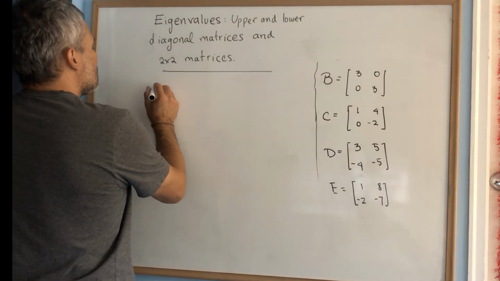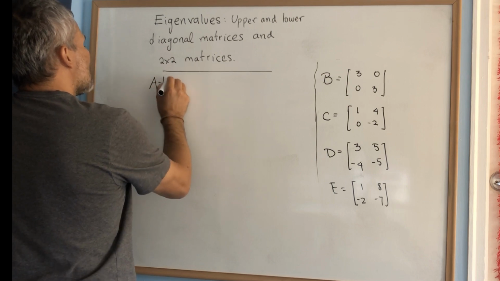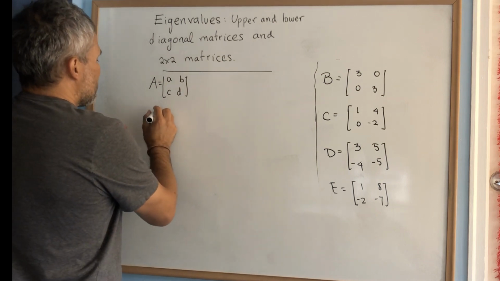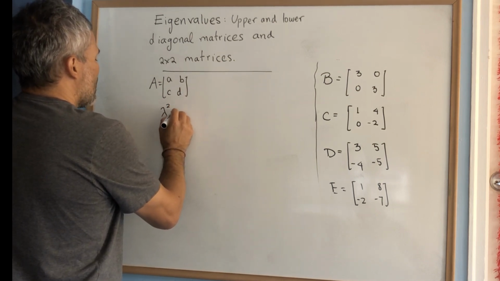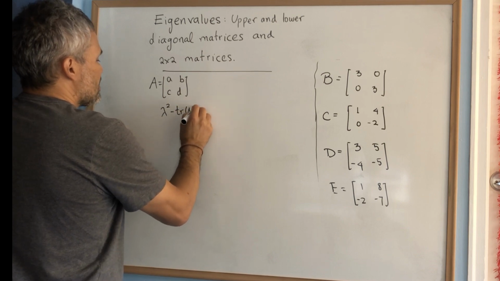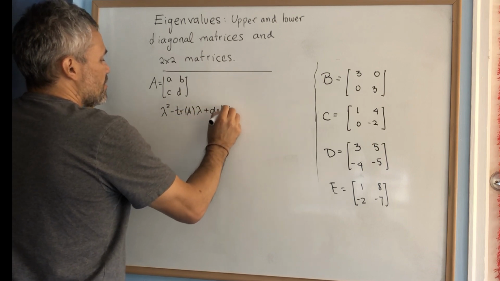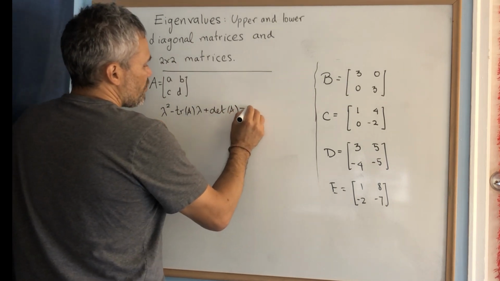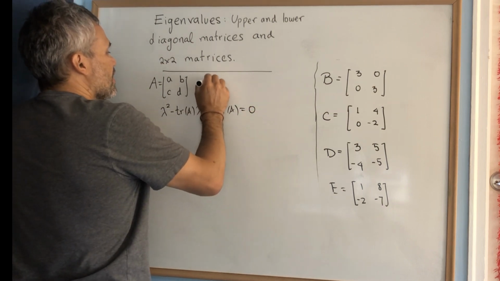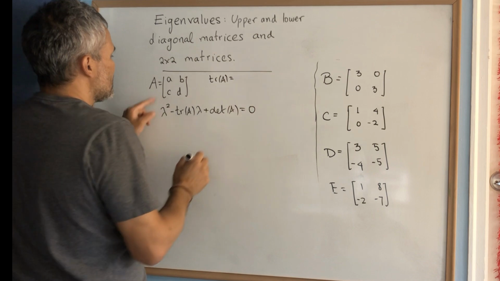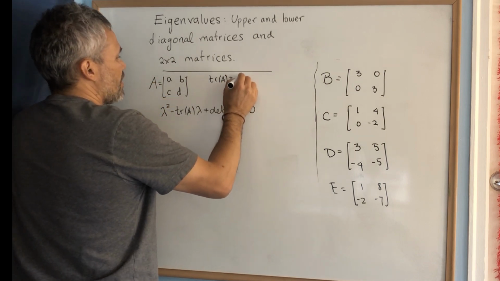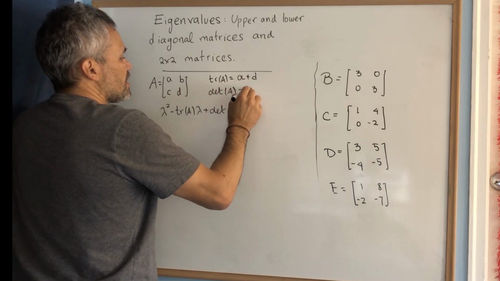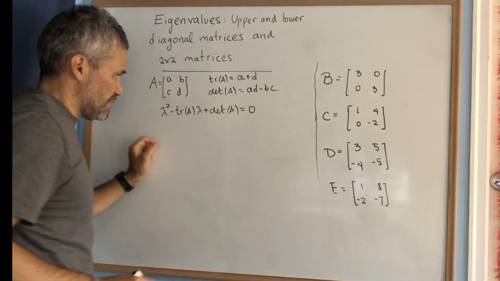Let me start by pointing out that if we have a matrix A equal to a, b, c, d, then the characteristic polynomial is given by lambda squared minus the trace of A times lambda plus the determinant of A. And if we want to find the eigenvalues, we just need to solve this equation equal to 0. Remember that the trace of A is just the sum of the elements in the diagonal, a plus d. And the determinant of A is just ad minus bc.